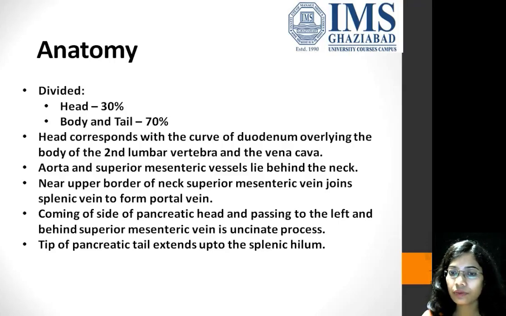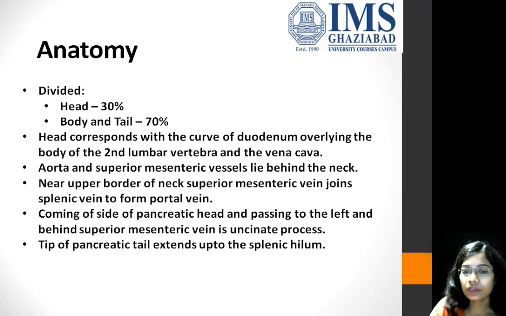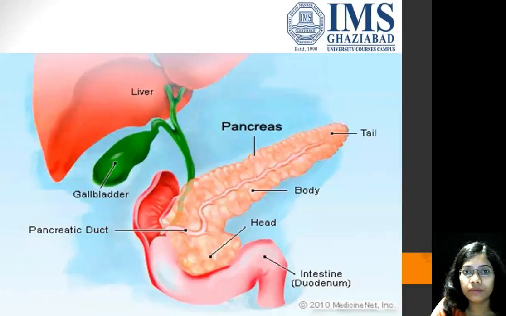Near the upper border of the neck, the superior mesenteric vein joins the splenic vein to form the portal vein. Coming off the side of the pancreatic head and passing to the left and behind the superior mesenteric vein is the uncinate process. The tip of the pancreatic tail extends up to the splenic hilum.